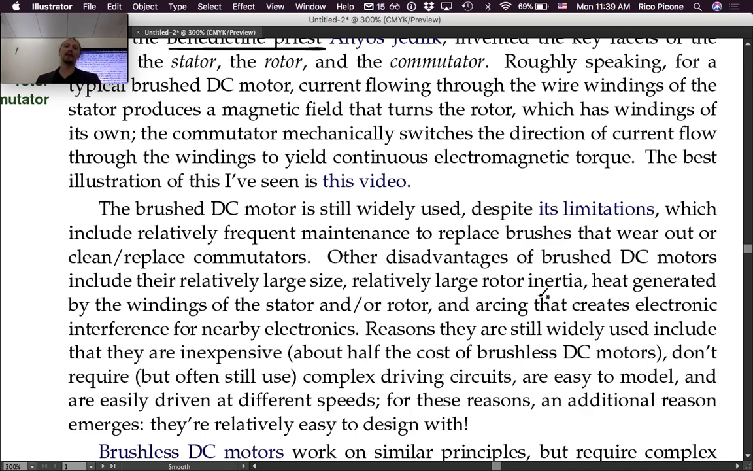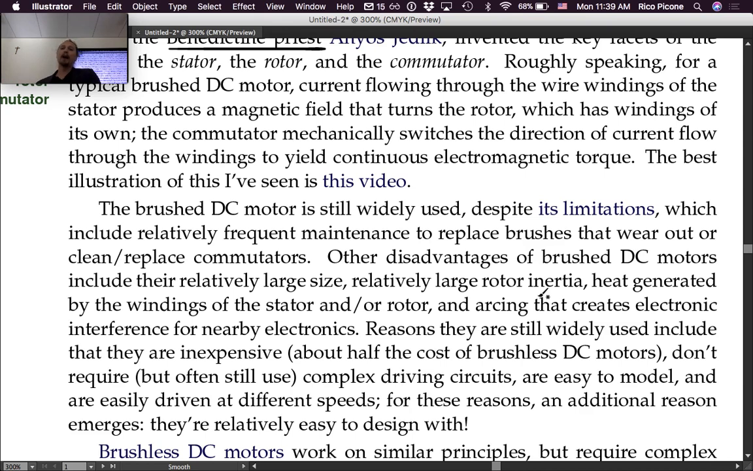They can be relatively heavy, and they can cause interference. So when you have these brushes that are changing on the commutator, you can get arcing, you can get this sort of electronic interference or noise that can affect nearby sensitive electronics. Depending on where you are, some environments it doesn't matter, but in some environments you might pick that up, it might disturb some measurement device that you have. So there are some drawbacks.